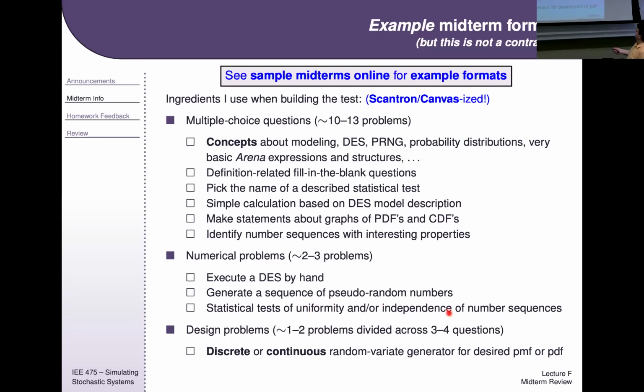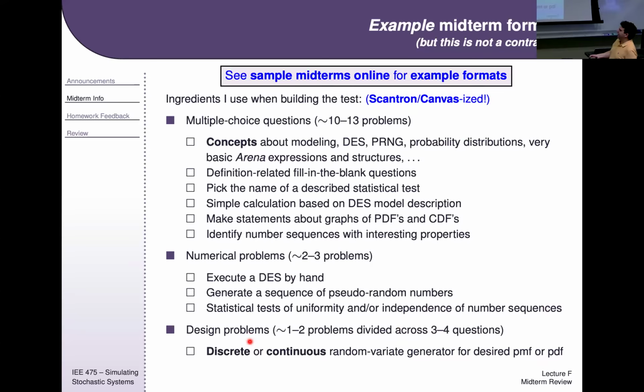Then statistical tests of uniformity and independence of number sequences. So here's a number sequence. I might just ask you to look for patterns. Can you spot non-uniformity? Can you spot lack of independence? Or I'll specifically say use a test, and I may or may not tell you which test to use. And then a design problem or 2.